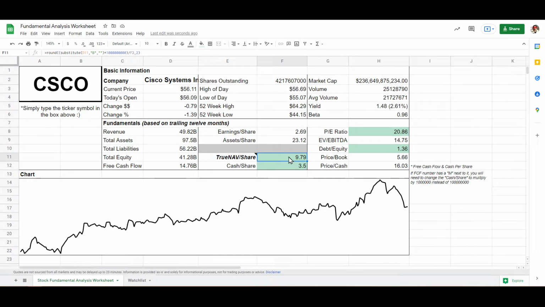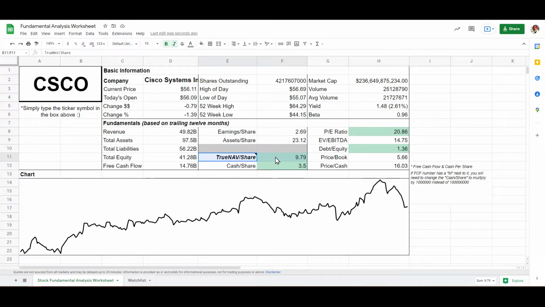A really high book value is great, and obviously when your book value is higher, your price to book is going to be lower, right? And this is good because if the company were to go under, this is the true underlying value per share of all of its assets. So if the true NAV per share or the book value per share is really, really low, then it means that your company is way, way overvalued. You're paying way more than you should.